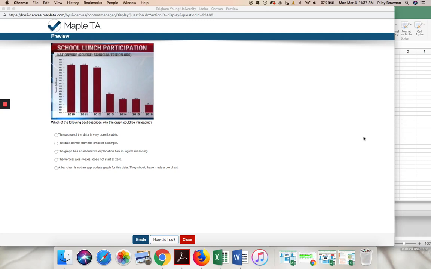Unit 2 exam review, question number 6? Yes, question 6. We're going to look at this chart and which of the following best describes why this graph could be misleading. So we're going to look at the graph.